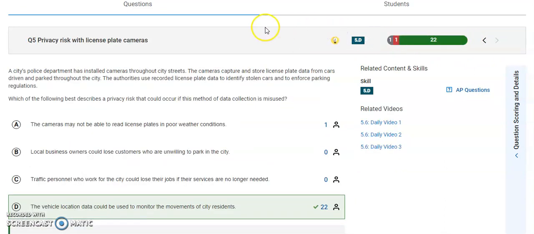Question 5, talking about privacy risks. This is a very common thing we see these days with facial recognition and how much information is being collected without us knowing. In this example, a police department is collecting license plate information of cars that are driving and parking throughout the city. The question is, where are they keeping this information? What are they doing with this information? How could it possibly be misused?